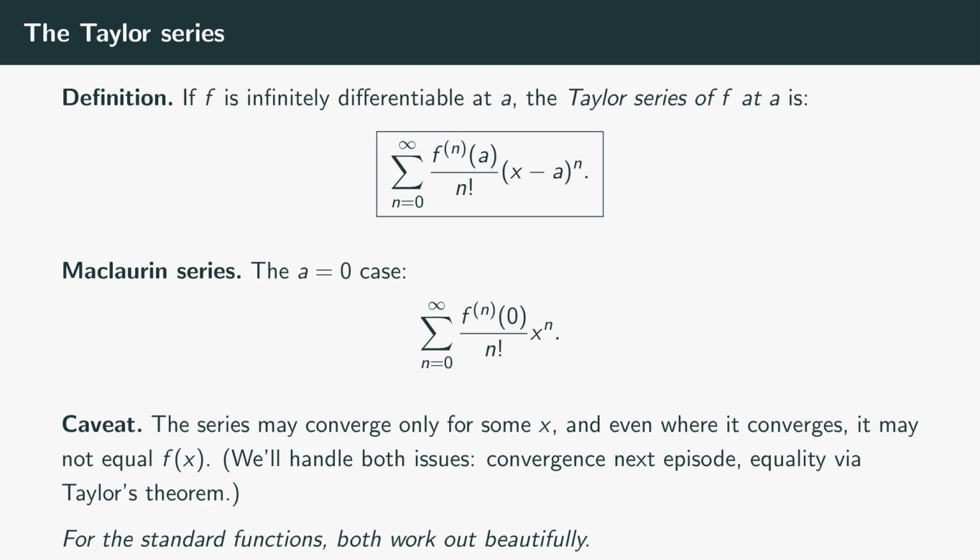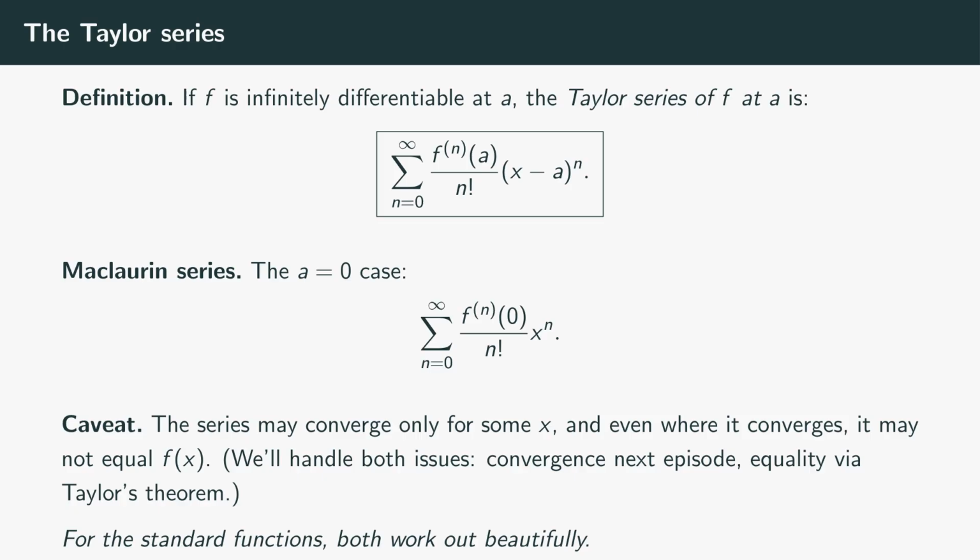Notation. If a equals 0, we drop the a and write the sum of the nth derivative of f at 0 over n factorial times x to the n. This case is called the Maclaurin series, named after Colin Maclaurin, the 18th century Scottish mathematician who popularized it. Most of the famous series we'll see today are Maclaurin series. Expanding at a equals 0 is almost always the cleanest choice.